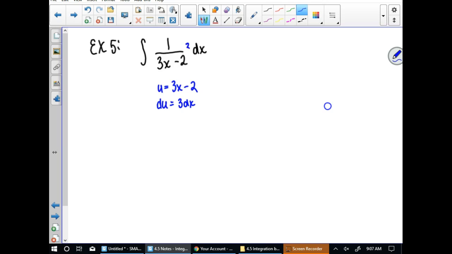So you need a 3 right here with that dx, and if you put a 3 there, you got to put a 1/3 out here. So that's 3x minus 2, that's your u, and the 3 dx, that's your du. So you have 1/3, the integral of 1 over u du.